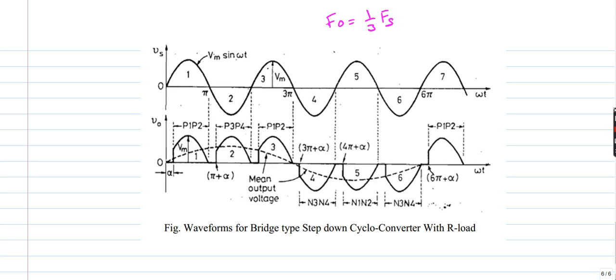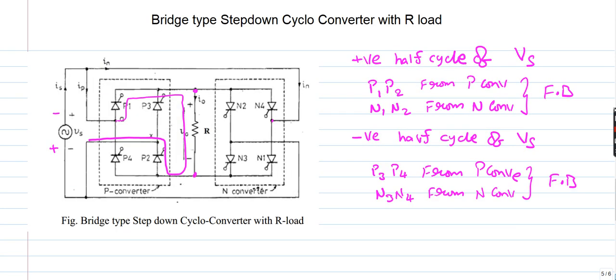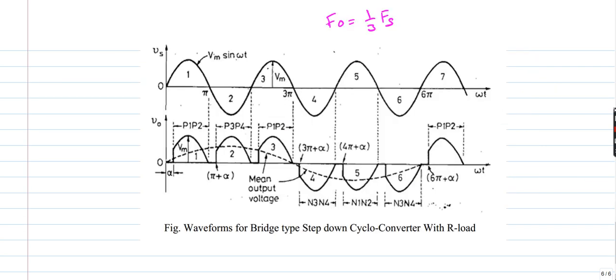So 3 half cycles are completed here, and again for the remaining 3 half cycles, N3, N4, N1, N2, again N3, N4 will be given. For the negative half cycle, N3, N4 will be in forward blocking, so triggering pulses will be given to N3, N4. So this is the basic operation of the step down cyclo converter for both midpoint configuration and bridge configuration.